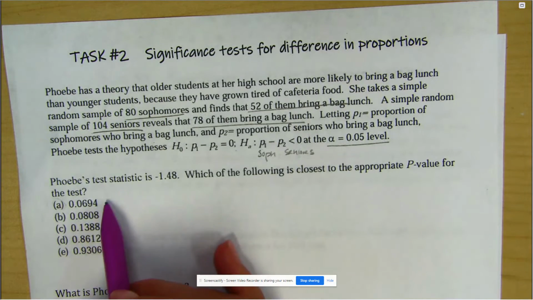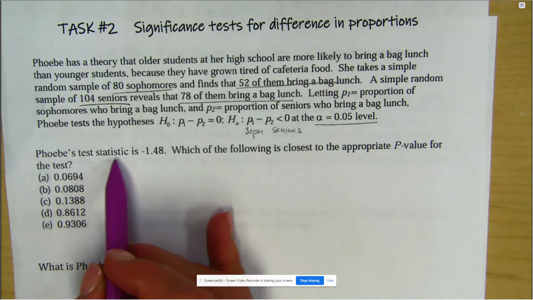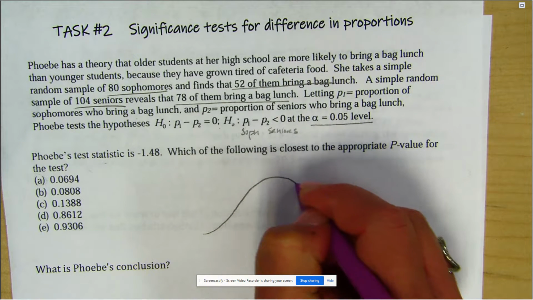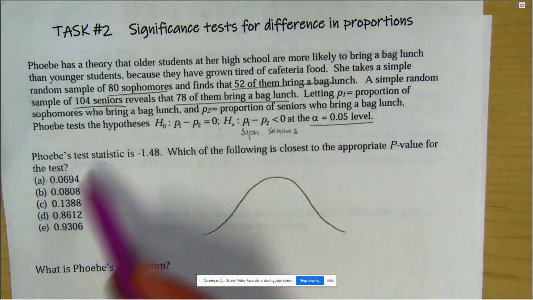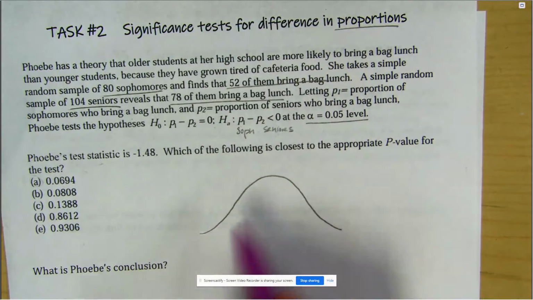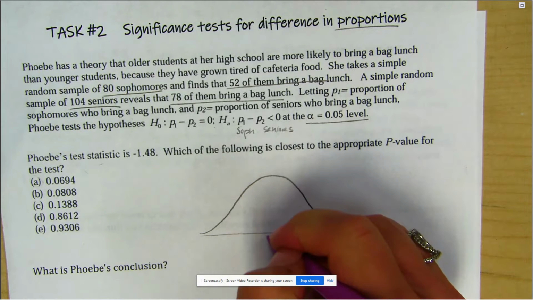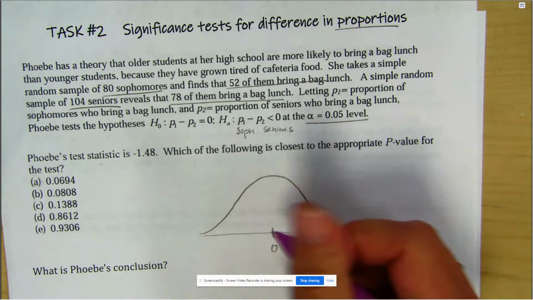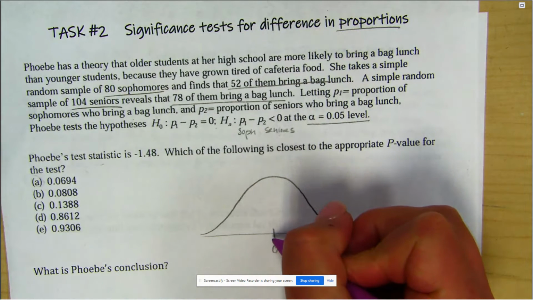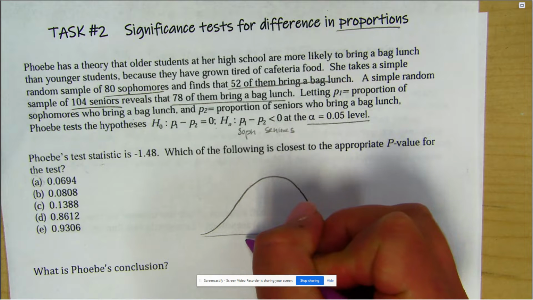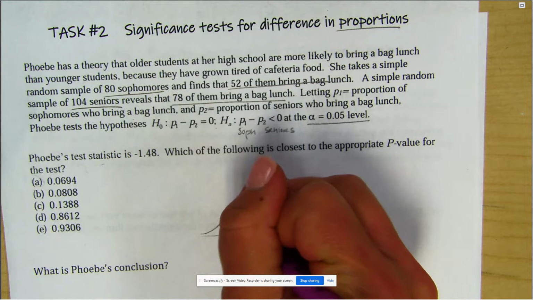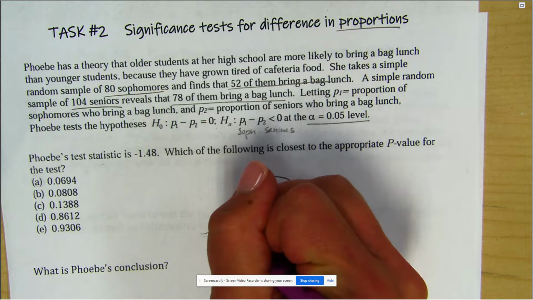So it sounds like she already did this in her test statistic, meaning I'm going to kind of explain what the test statistic is. We're using proportions, so it is a normal curve, and the null is that there is no difference. So her sample did show a difference, and it was 1.48 standard deviations below 0, so over here. And we want to know what p-value is that.